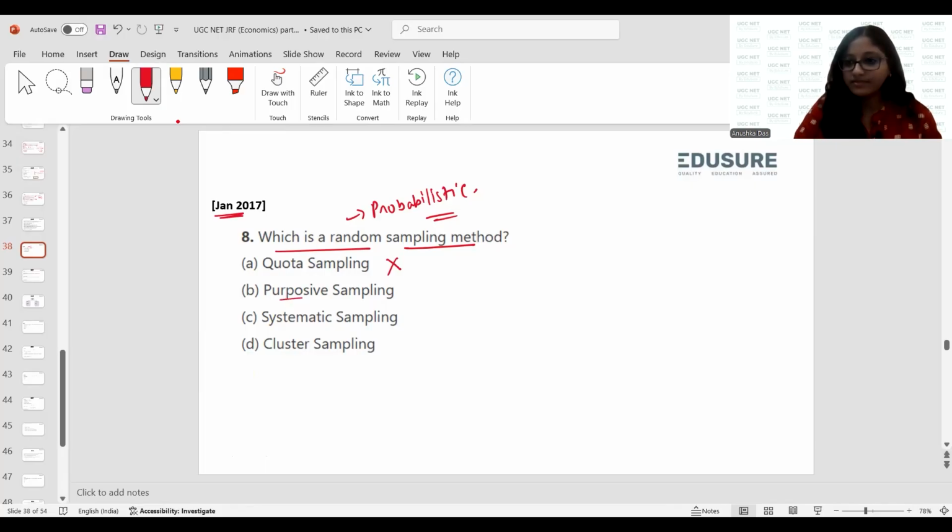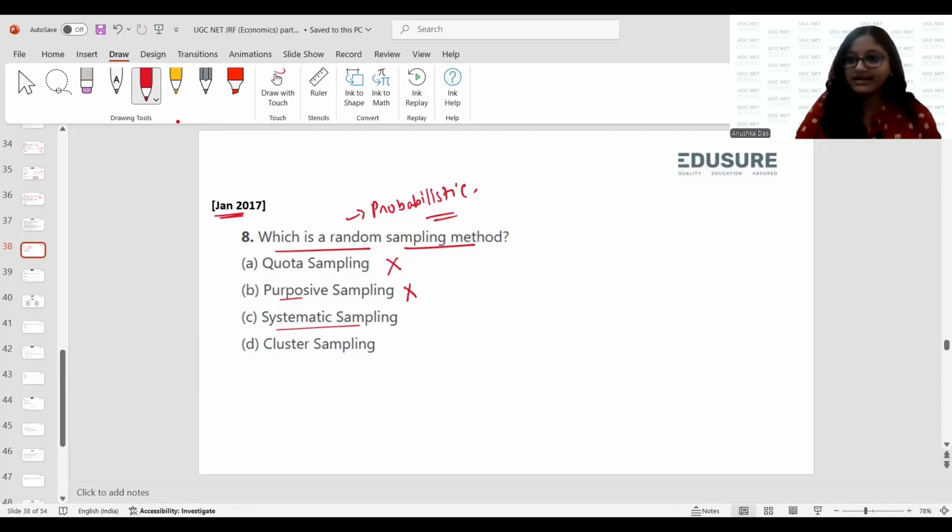Then you have purposive sampling. Is it probabilistic? Again, the answer is no. Purposive means you will deliberately try to include those people whom you think will give you a response in your favor. For serving your purpose, if you are deliberately choosing some people out of the total population, that will be purposive sampling. Again, it is not random.